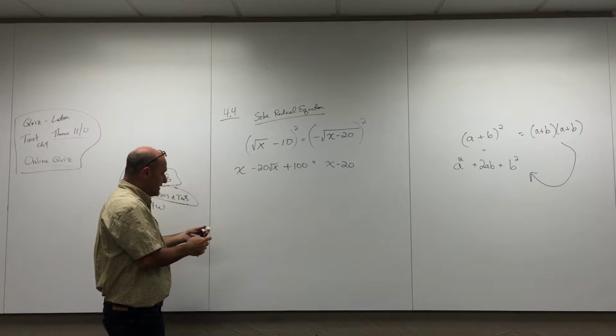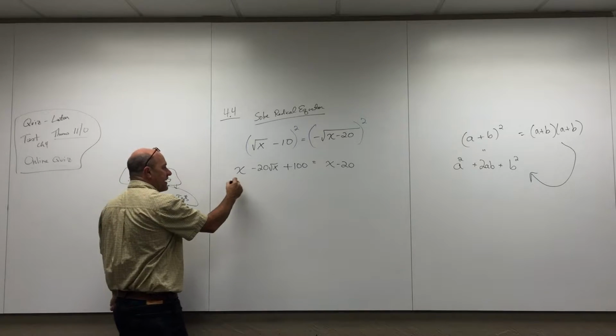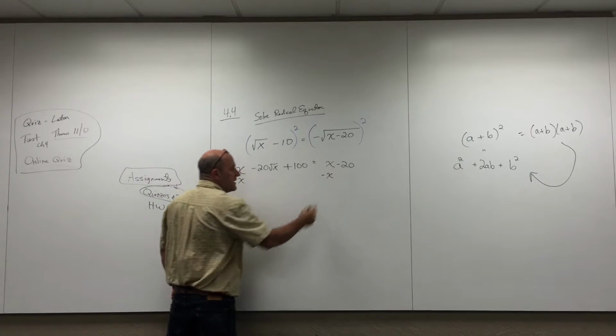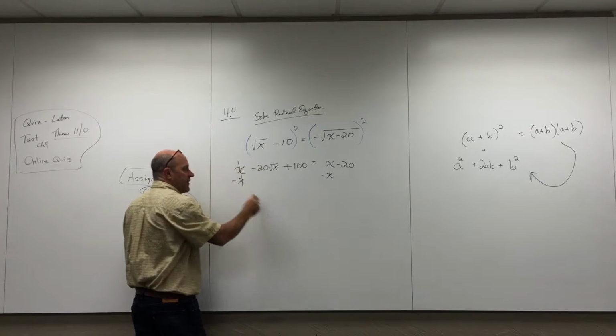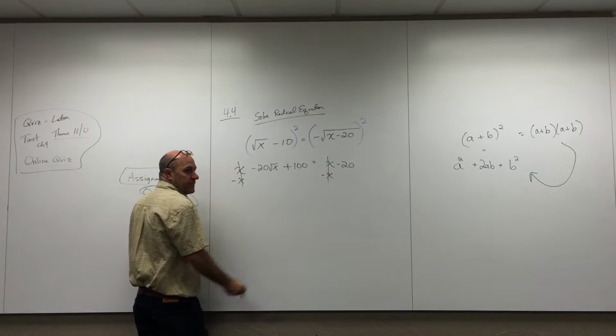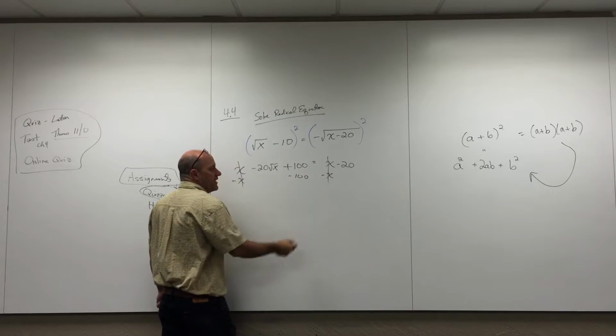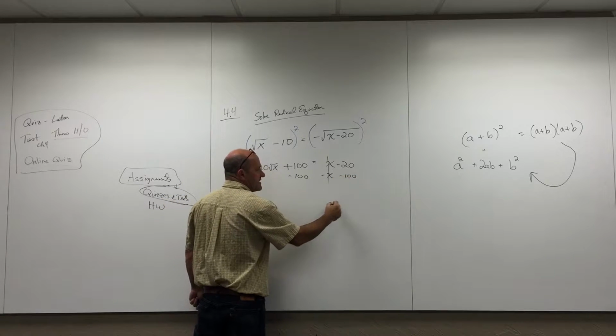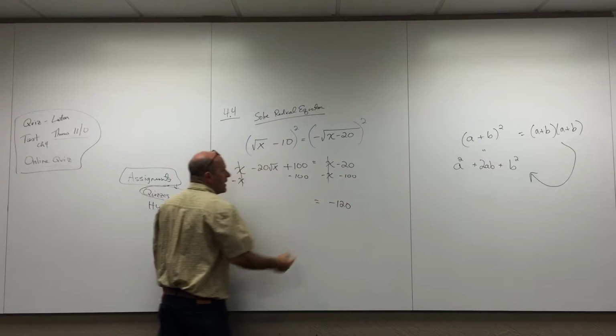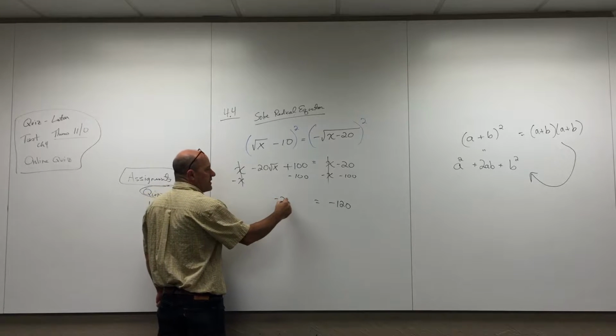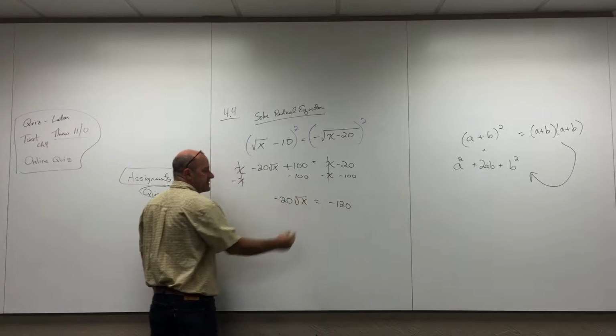All right, so hang on, let's get this guy by itself. What do you want to do? Subtract an x? That's going to be sweet, actually. This is not as hard as I thought. When you subtract an x, they're gone. Subtract 100. If you subtract 100, that's negative 120 over there. What's going on here? Negative 20 square roots of x.